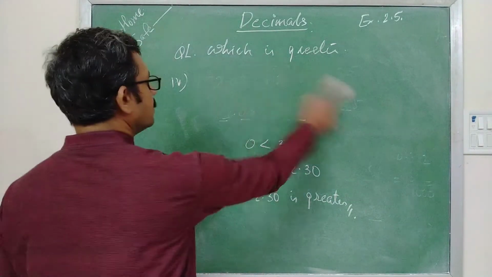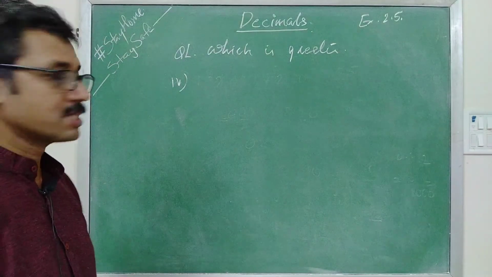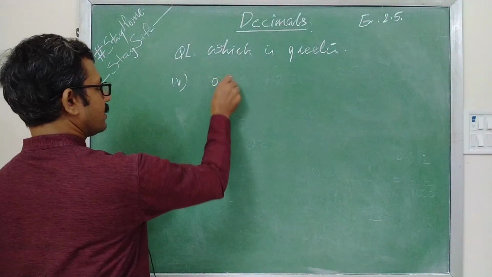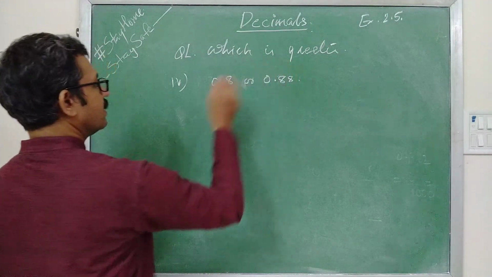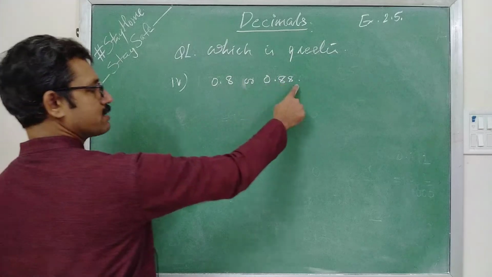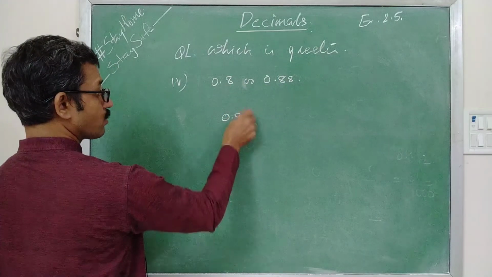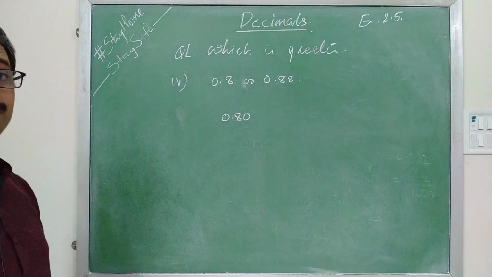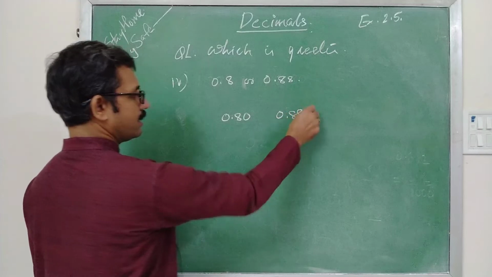Here it is 0.8 or 0.8. Now here two decimal places, here only one decimal place. So first you write it as 0.80. If it is not there, you can put 0 there afterwards, so there won't be any change in the value. Okay. Here it is 8.